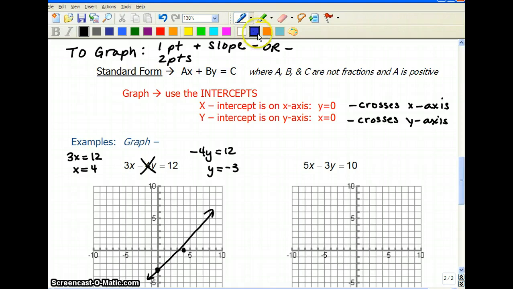So if you're trying to find the x-intercept, cross this out, and x would equal 2, because 5x equals 10. If you're trying to find the y-intercept, cross that out, and y would equal negative 10 thirds, which is negative 3 1/3.